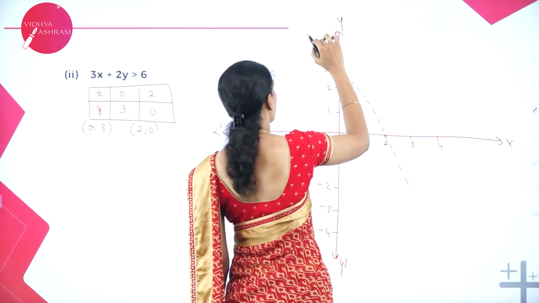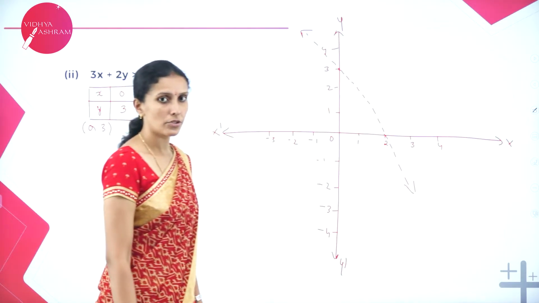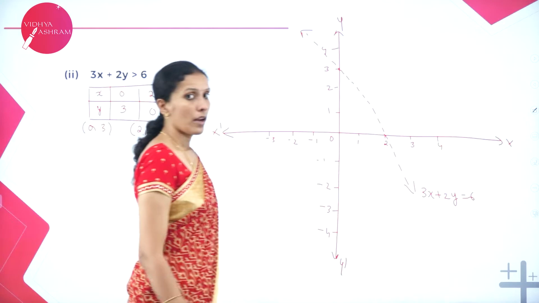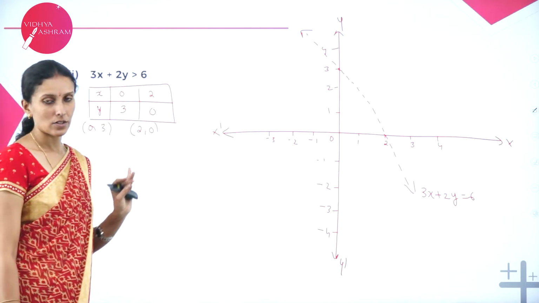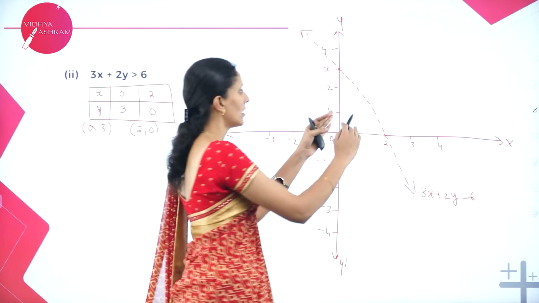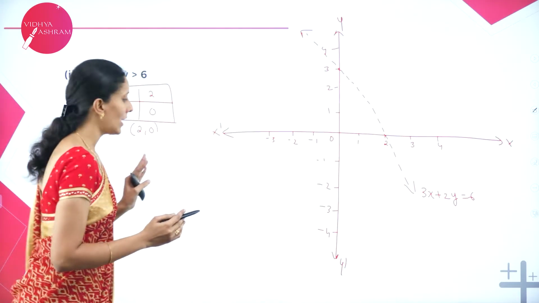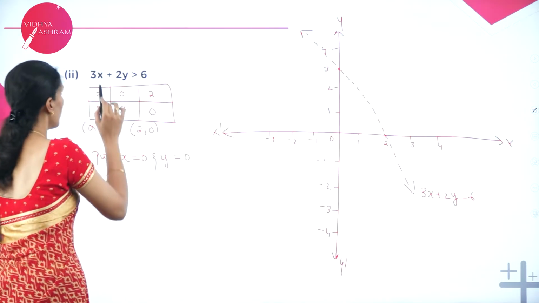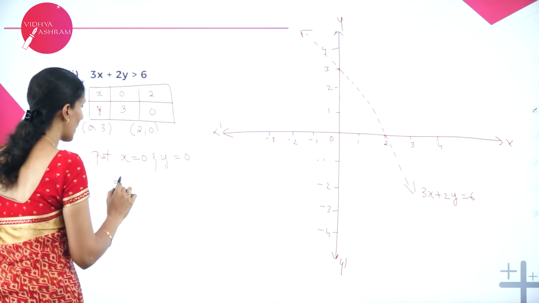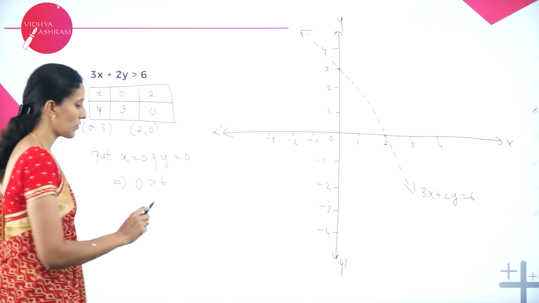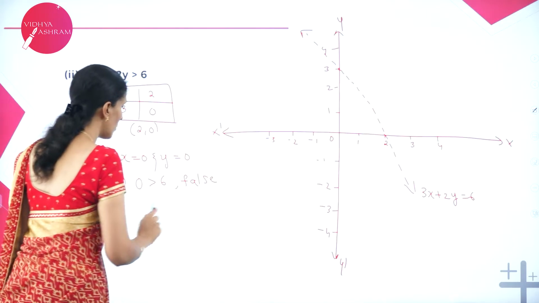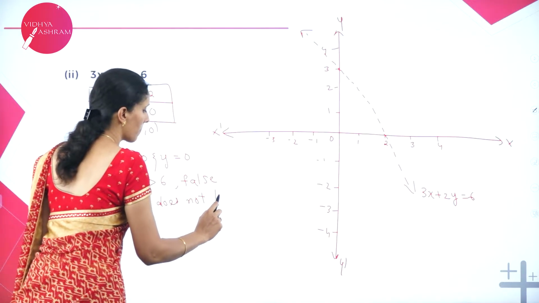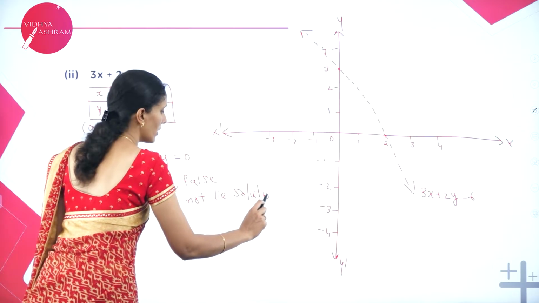So this is our straight line. We are using the dotted line to construct the straight line. So this equation is 3x plus 2y is equal to 6. Now I need to find all the solutions which are greater than 6. To find which region is the solution, the region above this or the region below this, I will take x is equal to 0 and y is equal to 0. If you put x is equal to y is equal to 0, this implies 0 is greater than 6, which is false. So this implies 0, 0 does not lie in the solution region.